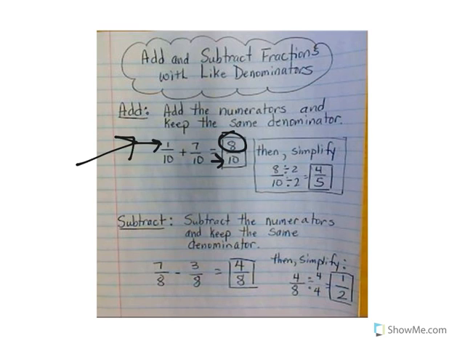Then you simplify. Remember, we just talked about that. That's that reducing where you divide by the greatest common factor, or you can find it by using the prime factorization of the numerator and the denominator, just like we practiced just a few minutes ago. So 8/10 could be reduced to 4/5.